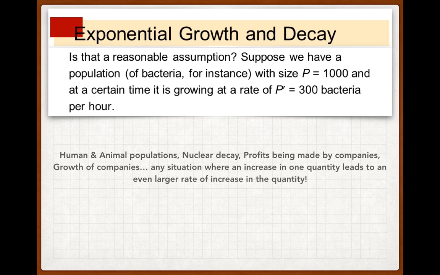And likewise, profit's being made by a company. So if a company makes a lot of profit, it can sell a lot of stuff, it can grow, it can buy more material, it can produce more stuff, it can sell more stuff, so the profit keeps increasing. And again, this is a simplistic model for those. If you're wondering whether this will work for every situation or any situation you're analysing, just ask yourself, will an increase in one quantity lead to a larger rate of increase in the same quantity? And if it will, then you can use dP/dt equals k times P.